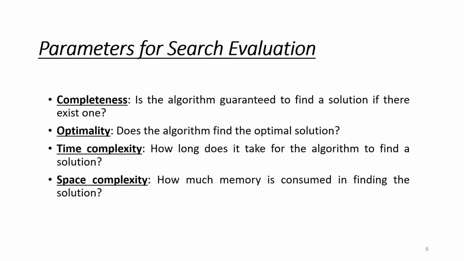And next is the parameters of the search evaluation. This is one of the important things for our uninformed and informed search methods. The first one is completeness. This is a guarantee that a solution will be found in the end. And then optimality. We always have to check for the optimal rule and find the optimal value at the end of the outcome.